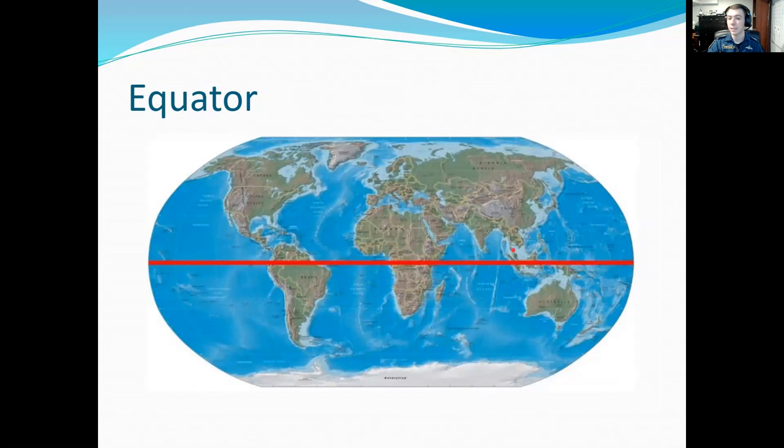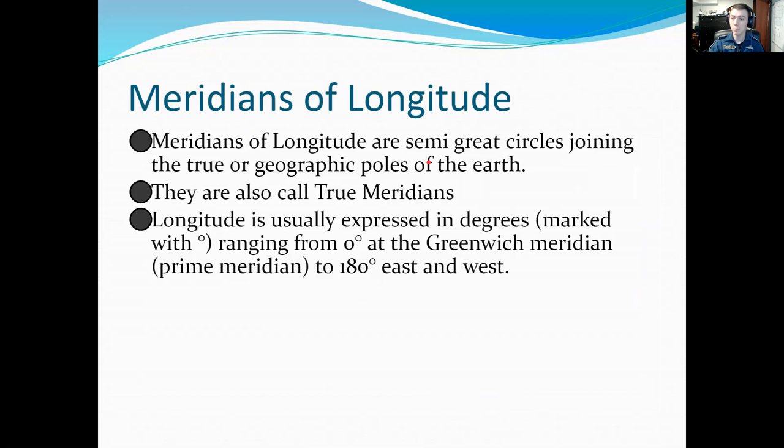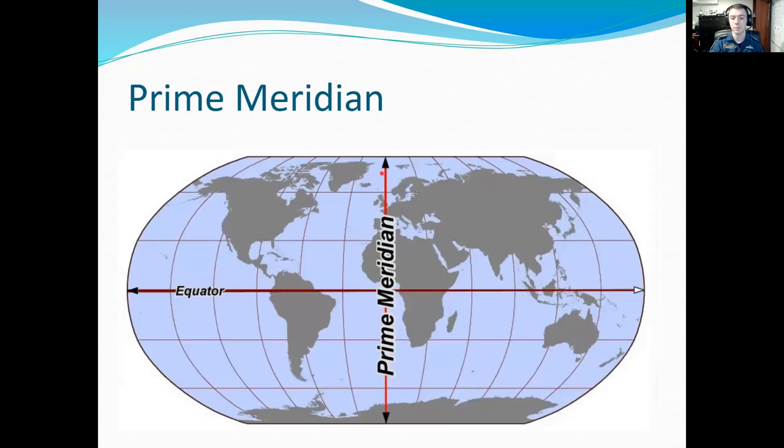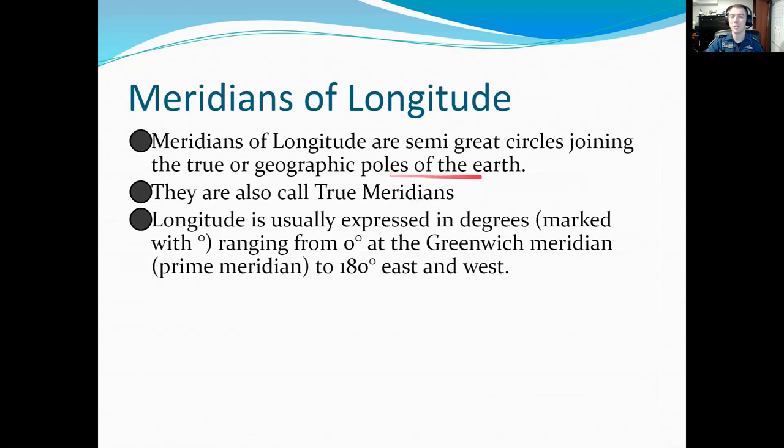It is a great circle. It is the only parallel of latitude that is a great circle. All the other ones are not. Meridians are essentially the opposite. Meridians of longitude are semi-great circles, meaning that they are half of a great circle. If you wanted to get from point A to point B, moving just north-south, you could follow a meridian of longitude because it is half of a great circle. The reason we just say half is because when they get around to the other side, that becomes another reading, so you can't call them great circles, and that's just to avoid confusion.